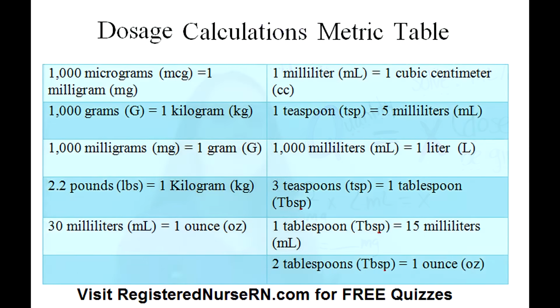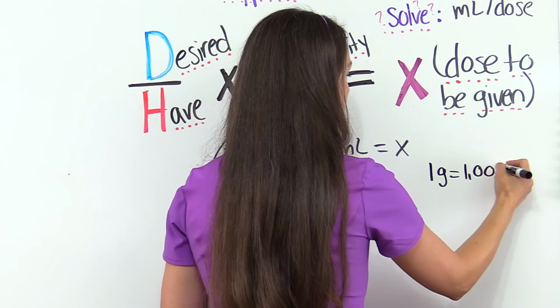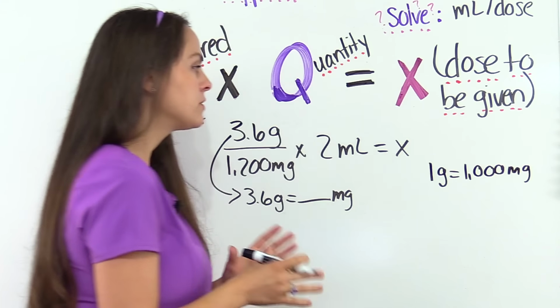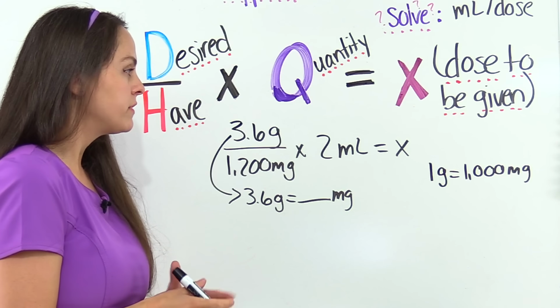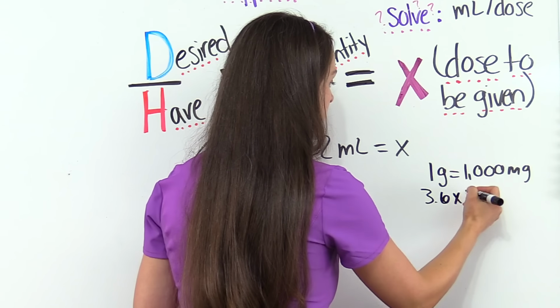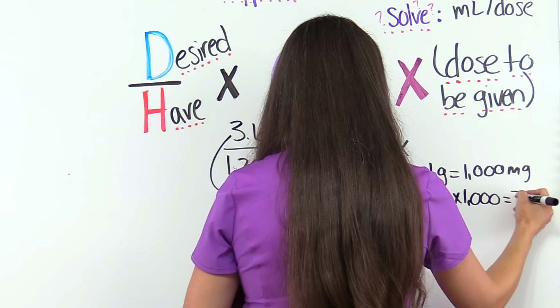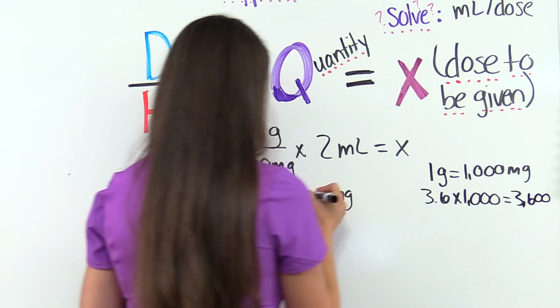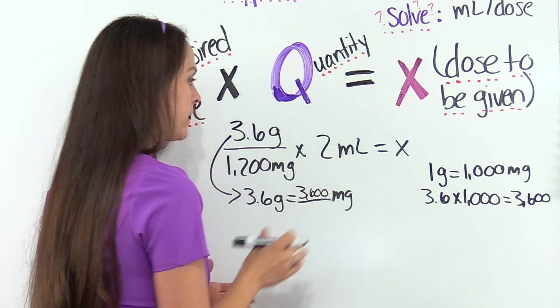So this is where we pull from the metric table. And we know from our memory of the metric table that 1 gram equals 1,000 milligrams. So there's one of two ways you can do this. It's really your preference on what you like to do. So to figure that out, you can take 3.6 and multiply that by 1,000. And that gives us 3,600. So 3.6 grams equals 3,600 milligrams.